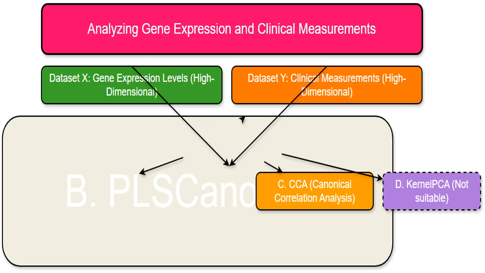PLS canonical is like an upgraded version of PLS regression. Instead of focusing solely on prediction, it aims to maximize correlation between the core components extracted from X and Y. This helps reveal the relationships even better.